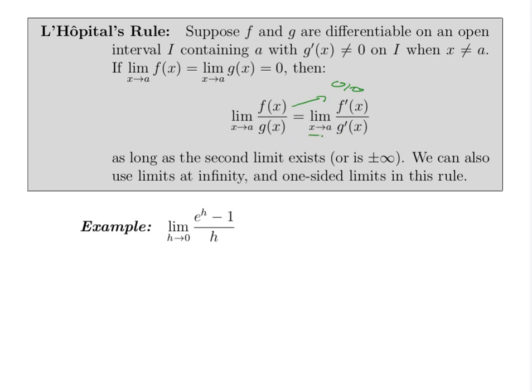And as long as this limit here actually exists, or if it diverges off to infinity or negative infinity, then that's what our original limit was. We can do this with limits at infinity, one-sided limits, anything weird.